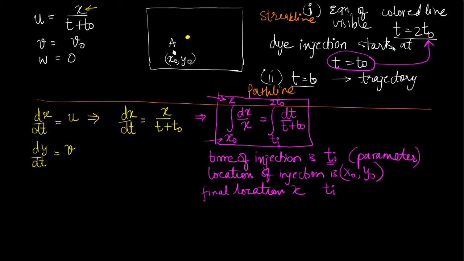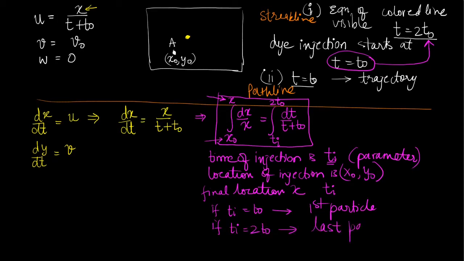If I choose Ti to be equal to t naught, then it is the first particle injected into the domain, and it would travel the farthest, or it would be residing in the domain the longest. If Ti is equal to 2 t naught, it is the last particle coming into the domain, and it would be just at the point of injection. So with this understanding, we must now integrate this particular equation.